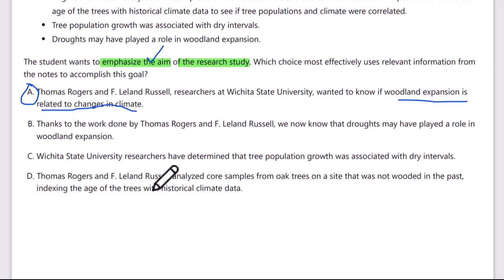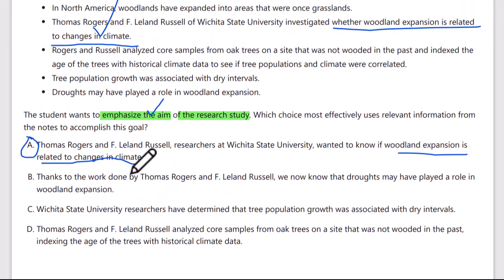Notice wrong answer choices will show the following. Thanks to work done by Rogers and Russell, we now know that droughts may have played a role. That's a conclusion. That's going to be a wrong answer. Wichita State University determined that tree population was associated with dry intervals. That's a conclusion or a finding. Rogers and Russell analyzed core samples from oak trees. That is a method. That's something they did as part of their study.